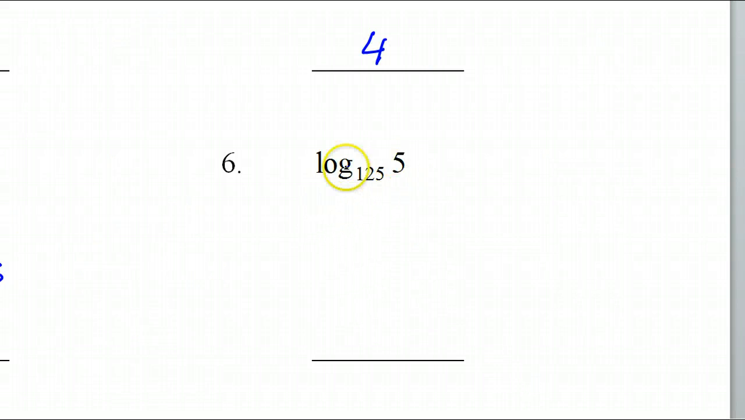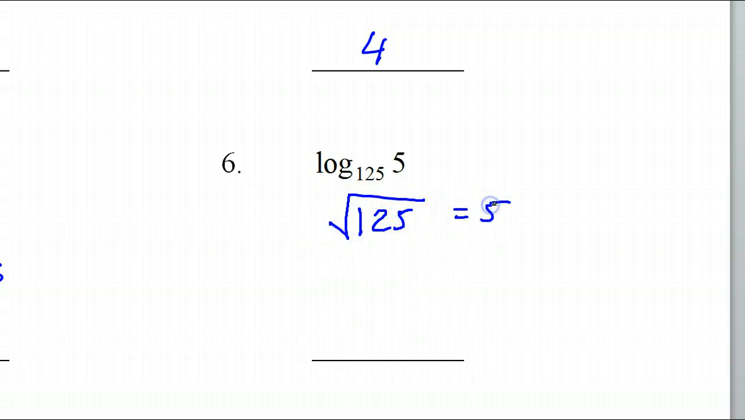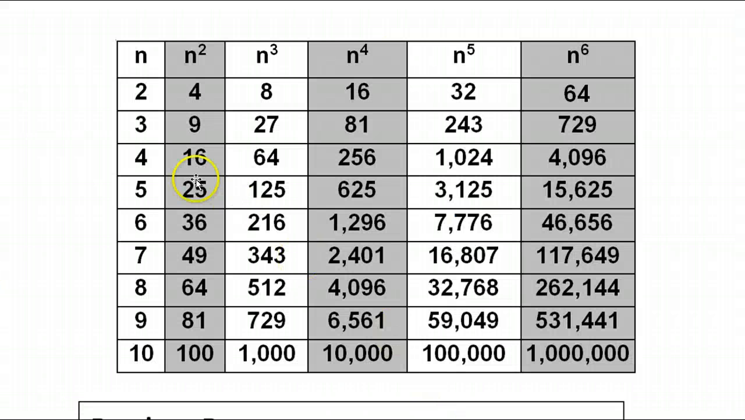Number 6. Oh, same thing. Big number becoming a smaller number. That means it must be some sort of a root that gives you this 5. But what root is it? Is it the cube root? Square root? 4th root? Let's check. There's 5. There's 125. That's a 3. That means the 3rd root of 125 is 5.